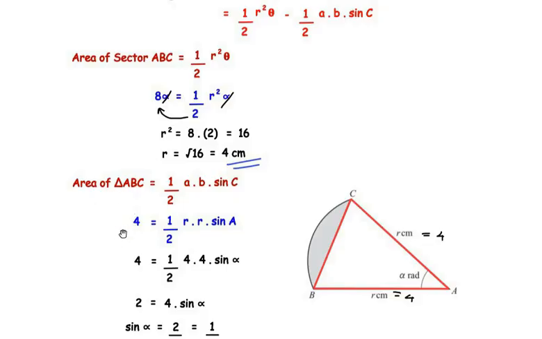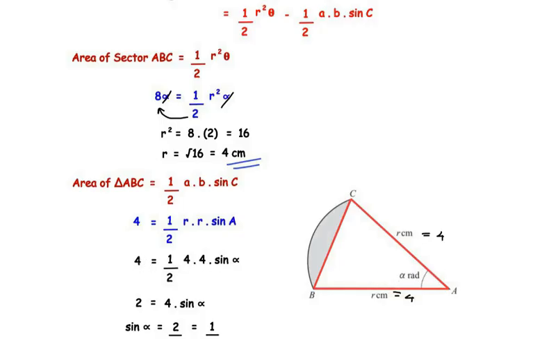So in place of area we have written 4 is equal to 1 over 2 times. Now a is r, b is r, times sine of angle A. So substituting the respective values, we get 4 is equal to 1 over 2 times radius is 4 times radius is 4 times sine of angle A, that is alpha.